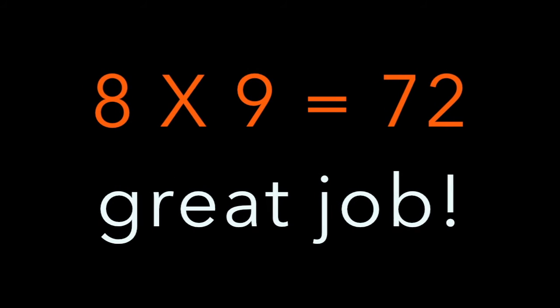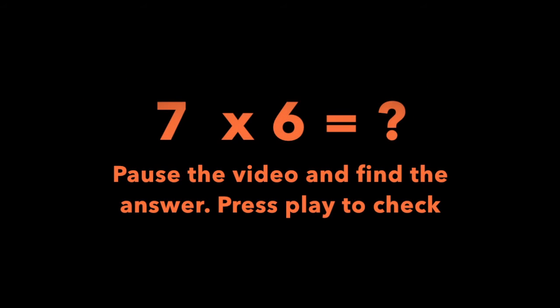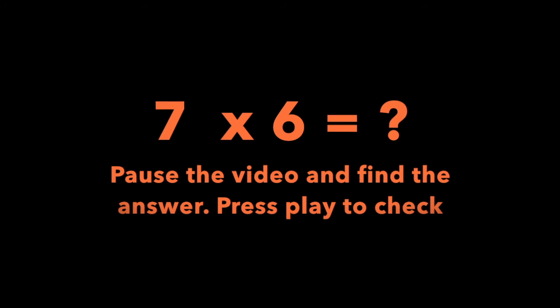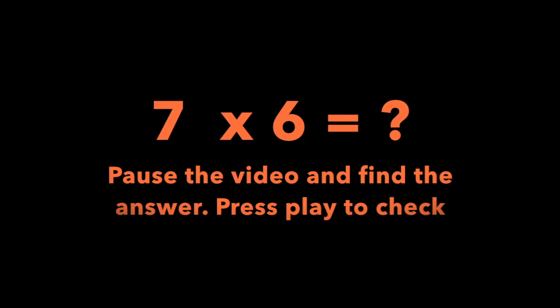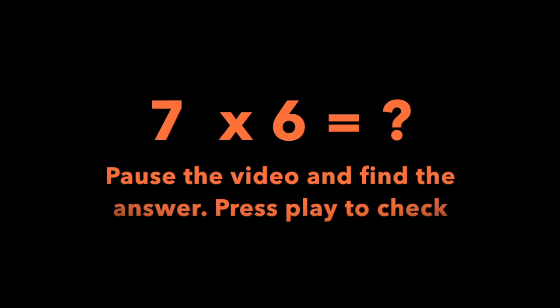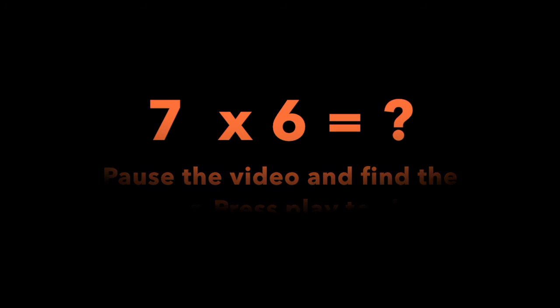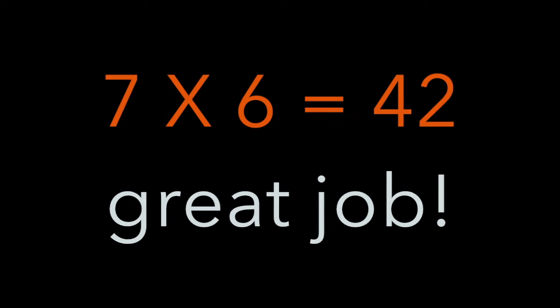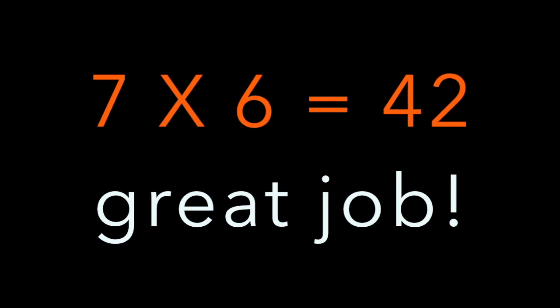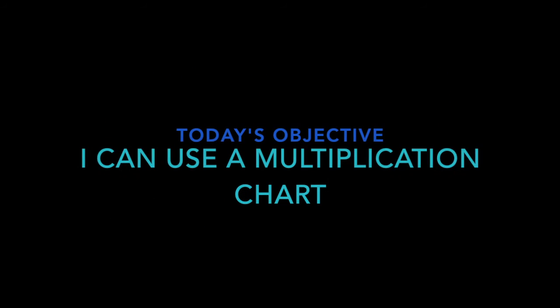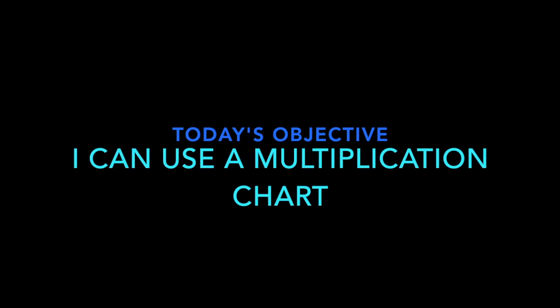8 times 9 equals 72. Great job! How about 7 times 6? Pause the video and find the answer on your multiplication chart. Press play when you're done. 7 times 6 equals 42. Great job, guys! Today you have learned how to use a multiplication chart.